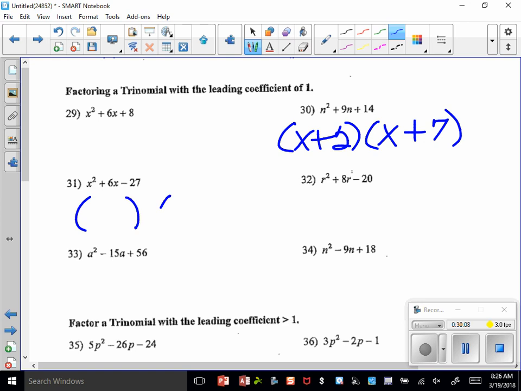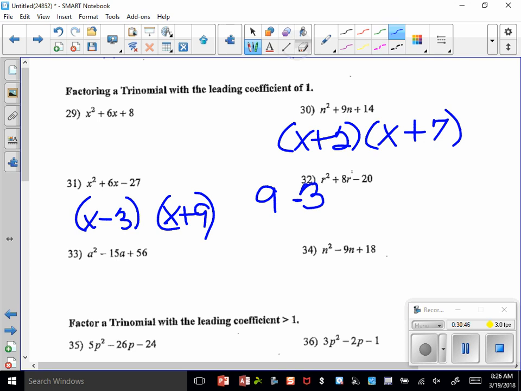Switch gears a little bit because now we got to say what times what equals negative 27. But when I add it together, will give me a positive 6. Now I know 9 and 3 is 27, but which one needs to be negative so when I do add them together, it will still equal a positive 6? All right. So the 3 would actually have to be minus. So x minus 3, x plus 9. Okay, because when I combine them together, they must equal a positive 6.